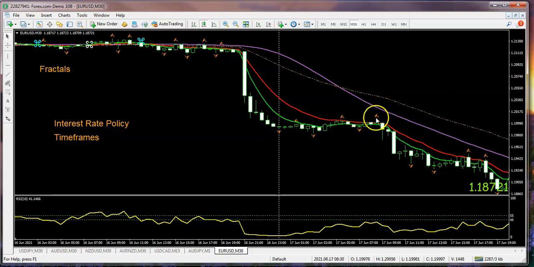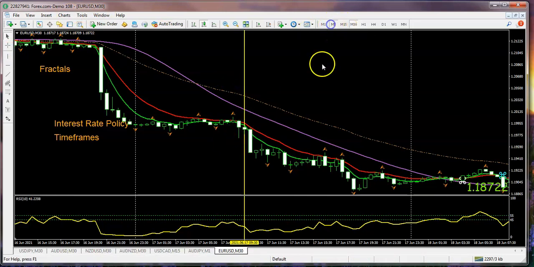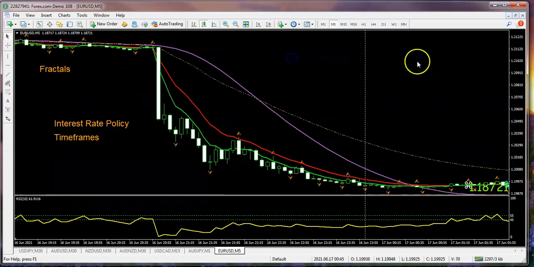But then we had 2 of our fractals to the north, and we had this nice candle right here on the 30-minute chart, which was downward. It pulled back a little bit, but notice with the fractal, this is actually good news for us. It didn't go so far that we have to get in way down here. We can get in a little higher up. So let's move our vertical line to this area, and let's drop down all the way to the 5-minute chart and see where we can see.